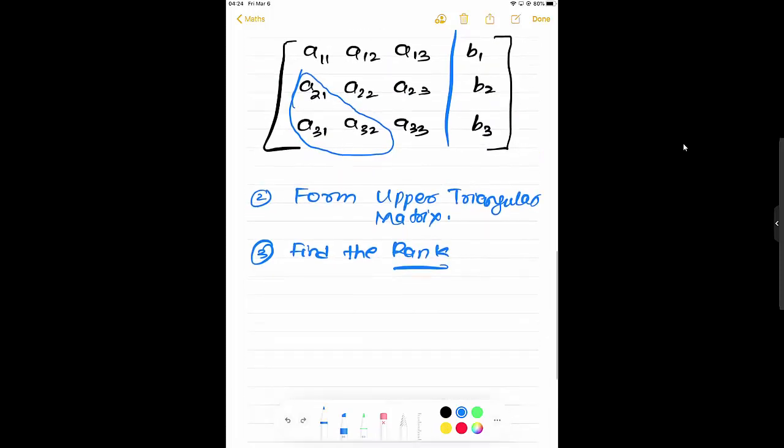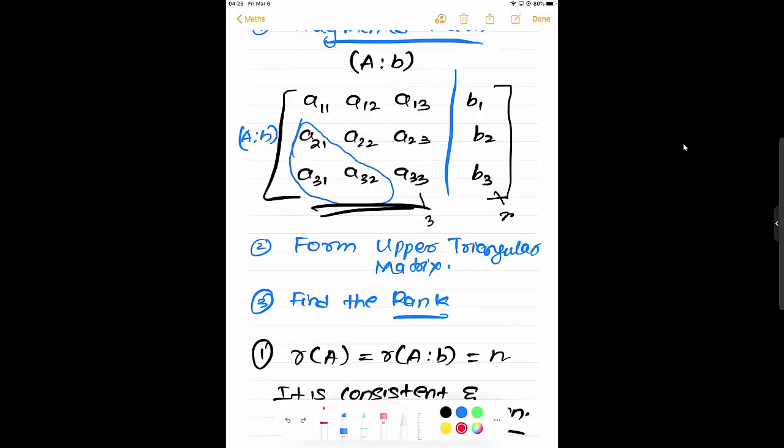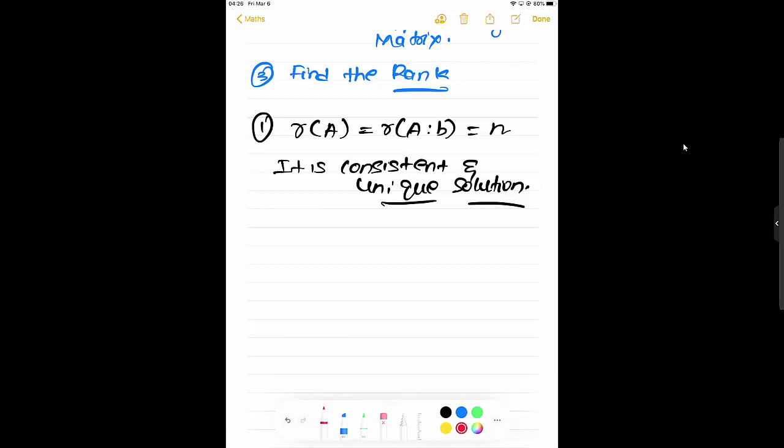Here, A is the coefficient matrix. So the first condition is when rank of A equals rank of A colon B, which is the augmented matrix, equals n. n is nothing but the number of variables. If all these three values are the same, then it is consistent and has a unique solution. After forming the upper triangular matrix, find the rank of this matrix and the rank of the whole augmented matrix. If all the three values are the same, then you can say it's consistent with a unique solution.